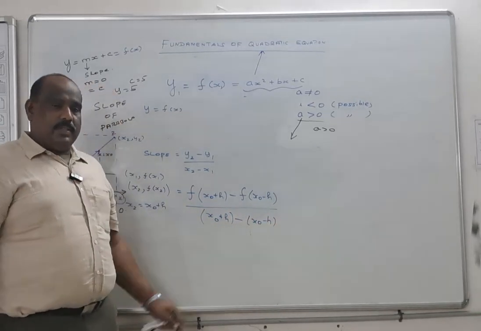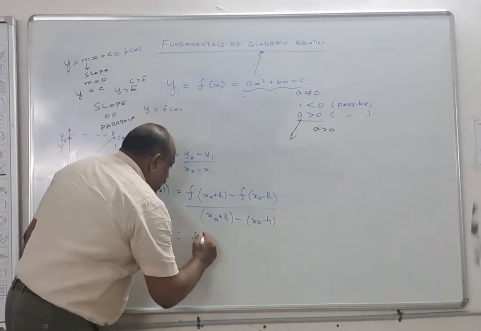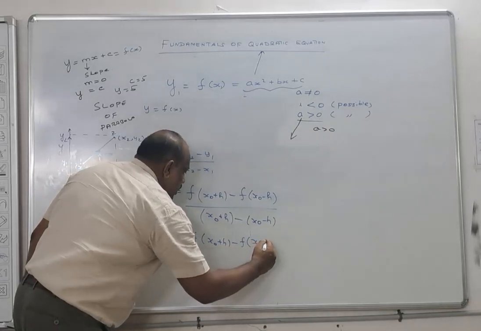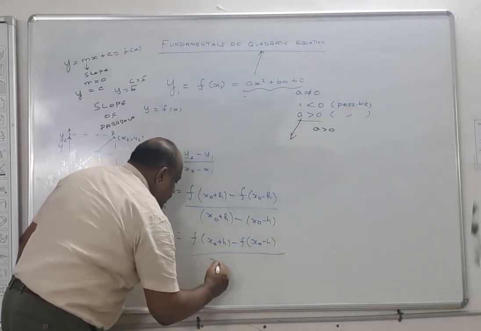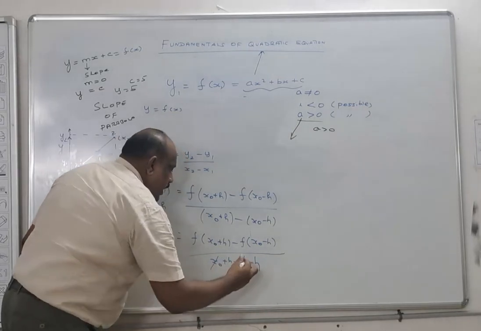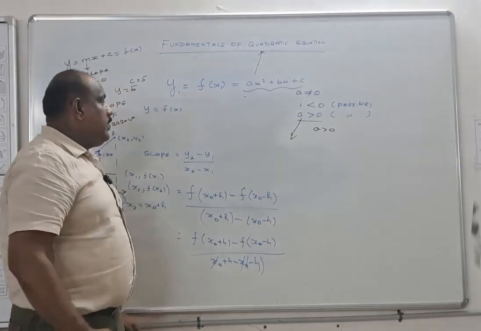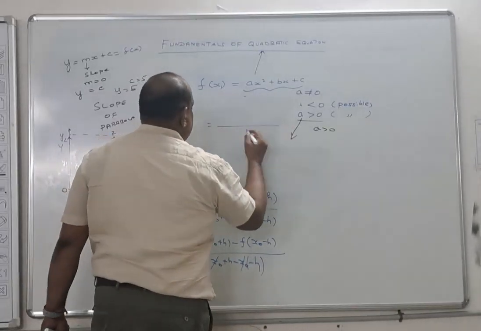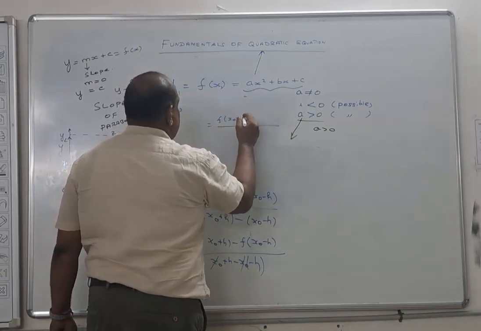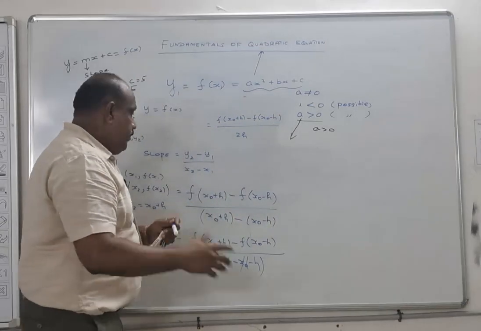by these values. Now what will happen to the denominator? Denominator will reduce to what? Very good. It will reduce to 2h. How? Simple only. X naught plus h minus x naught minus h. Minus of minus h will become what? Plus h. So h plus h will become 2h. So the denominator will become 2h. What is the numerator? F of x naught plus h minus f of x naught minus h.